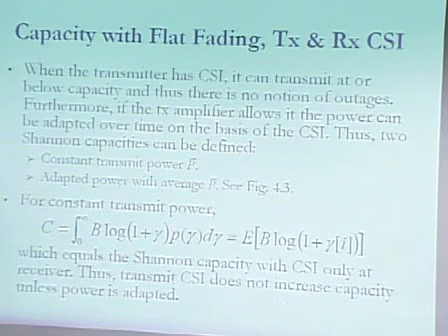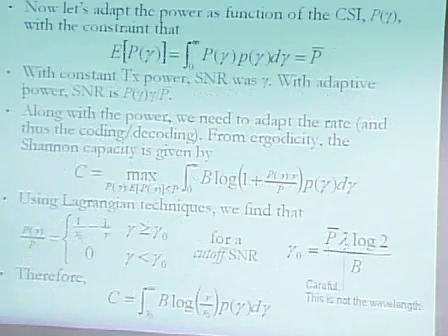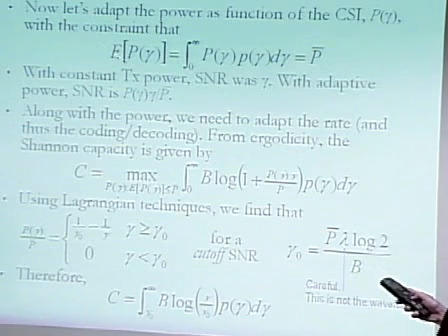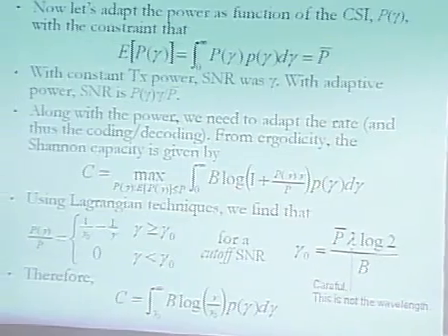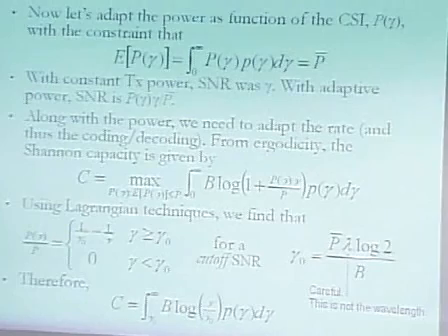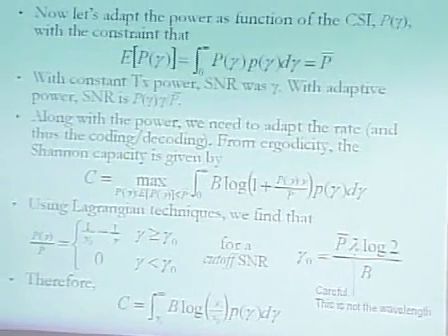The transmit CSI does not increase capacity unless the power is adapted. Okay, that's the main message. Now let's say we do adapt the power as a function of the CSI. Now P is a function of gamma, which is the fading state of the channel, with the constraint, of course, that the average power has to be equal to some constant, say P bar. So if we use more power at the good times but less power at the bad times, we have to keep the average constant. Otherwise, we're cheating.